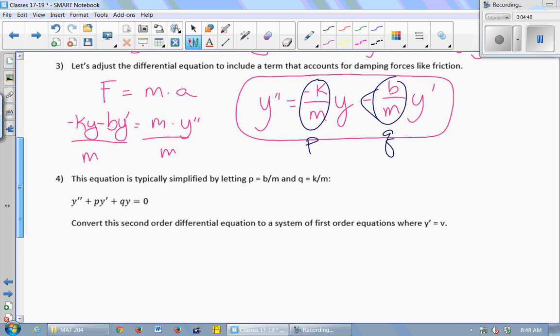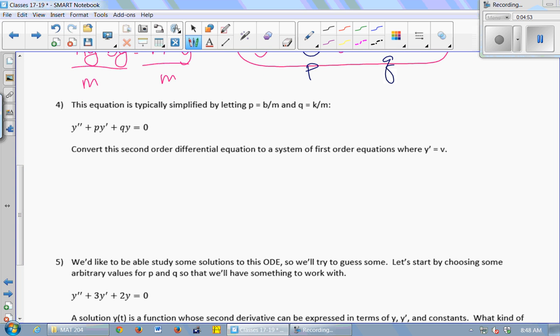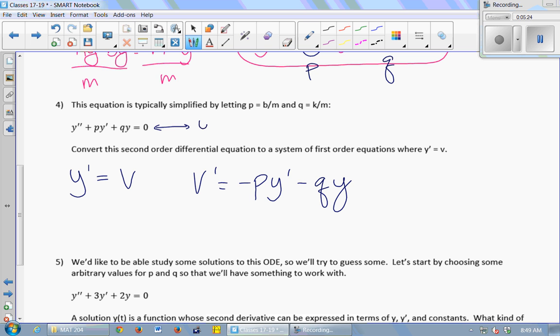If I were going to convert this second order differential equation to a system of first order equations, I start by letting y prime equal v. Then v prime is y double prime. So I just have to solve this for y double prime, and I would have negative p y prime minus q y. So that's how you convert to a system. If you have a second order equation, generally let y prime equal v, and then v prime is whatever y double prime was. And now you have no more y double primes.